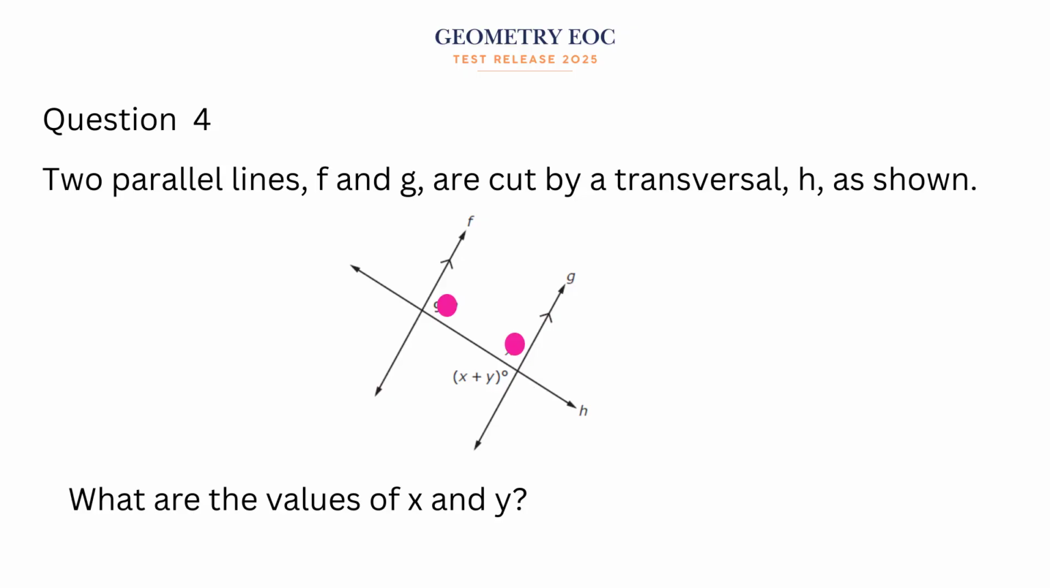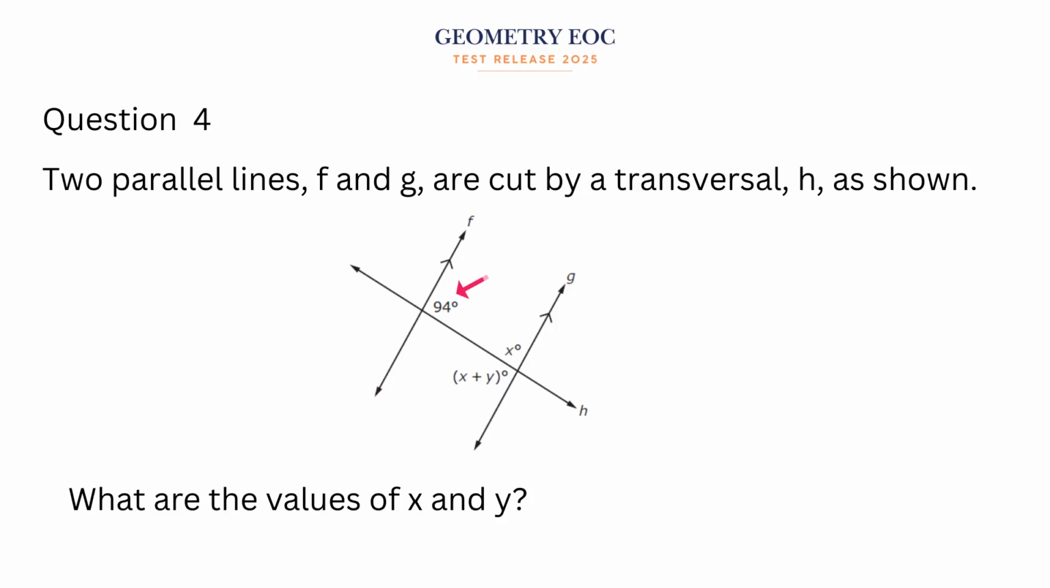Same-side interior angles are supplementary, meaning they add up to 180 degrees. Same-side exterior angles are supplementary. Vertical angles are congruent. Linear pairs are supplementary. They add up to 180 degrees. Now that we've refreshed those relationships, let's apply them.